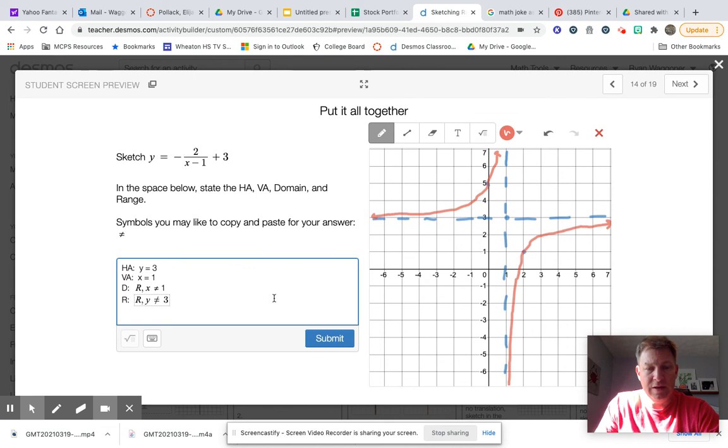If I was to list my transformations, it has been dilated vertically by a factor of 2 and reflected over the x-axis. It has then been translated right 1 and up 3. However, when we sketch it, we handle the translations by putting the asymptotes first, and then we put into effect the dilation and reflection.